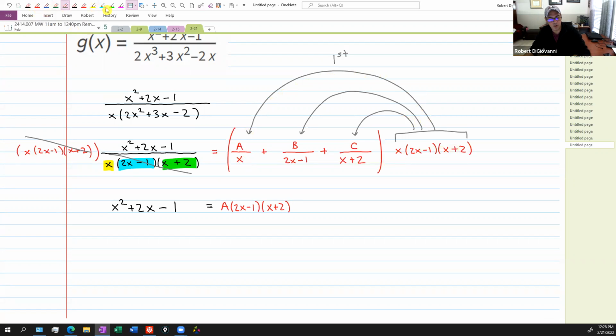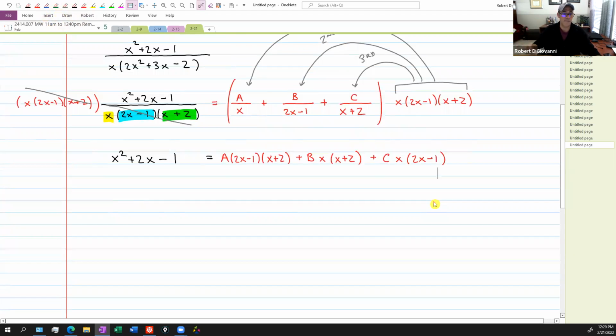Then when we do the second multiplication, we'll distribute through, and this time the 2x minus 1 is on the bottom. It will kill off this 2x minus 1, but we'll still have the x and the x plus 2 and the b. So this will be plus b, we still have the x, and then we have the x plus 2. And then we do our third multiplication. When we do that, the x plus 2's cancel this time, which leaves us with a c, an x, and a 2x minus 1. Questions on that?